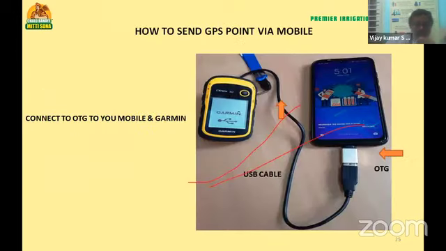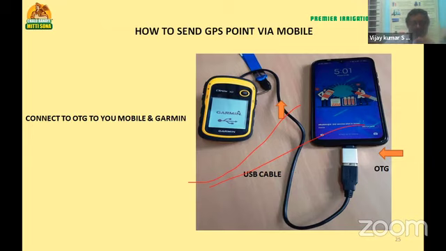So this is a sketch of how we are able to use the OTG. This is the OTG port, and from the OTG port we have the USB cable. The instrument is connected. It has become so simple that you just need to have your mobile and the Garmin instrument, and directly you can transfer it.